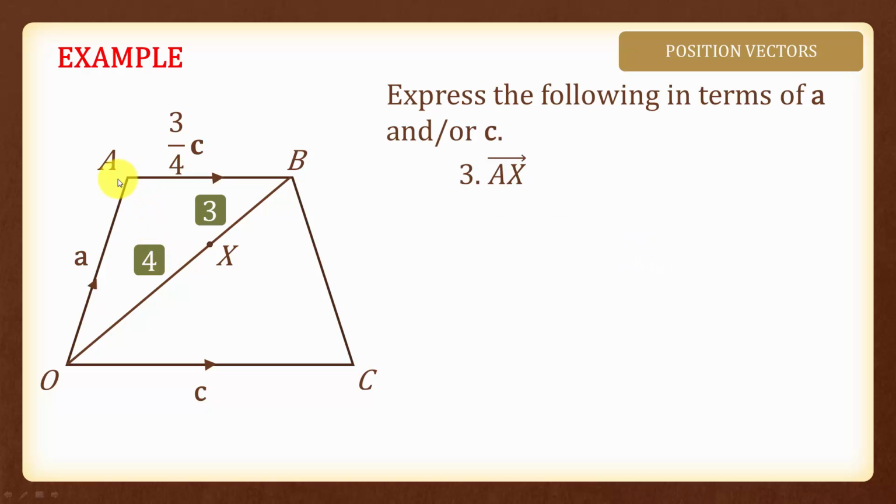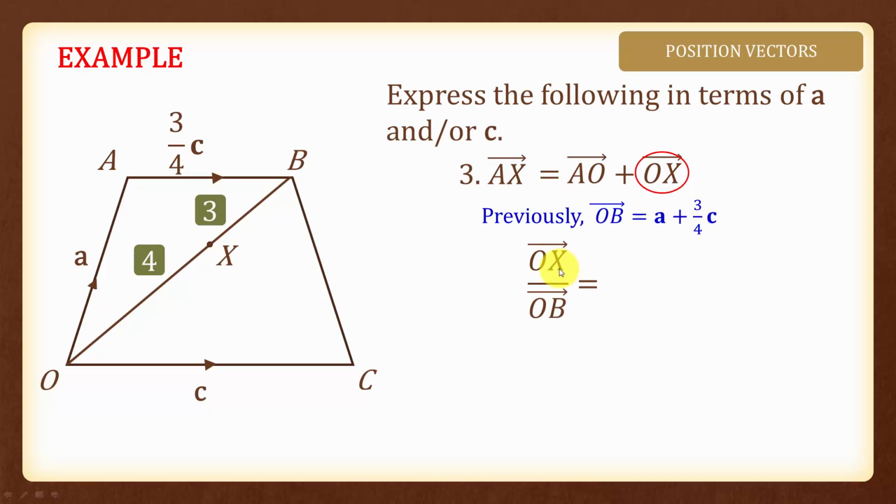We are asked to find vector AX here. Using this vector addition, the common letter that we can use is, again, either the letter O or the letter B. Now, AO has already been found, but we have not found OX yet. Previously, we have already found OB to be A plus 3 over 4c, and the ratio of OX over OB is equal to 4 over 7, whereby OX is equal to 4 over 7 OB. This was also already given in the question previously.